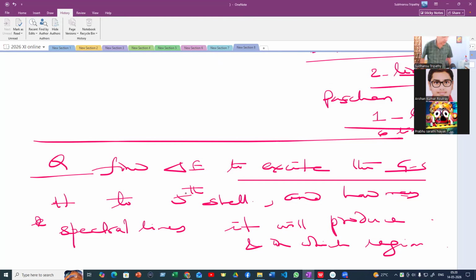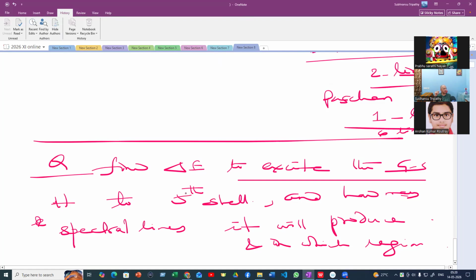Are you ready? Raise your hands. Who are ready? Raise your hands. Yes sir. Do you know how to raise your hands there in Zoom? Yes. Show me your yellow hands, it appears yellow to us. Prabhu has raised. Arohan, you see the raise hand option.